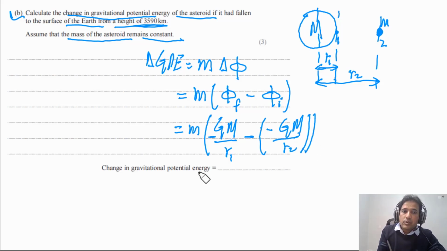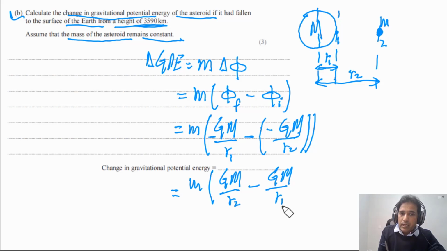Now if we simplify this one a little bit, we can write m here. So here we will get G capital M divided by r2, which is positive. And here we have G capital M divided by r1, which is negative. Now if we take the negative out, we can take out G capital M small m.